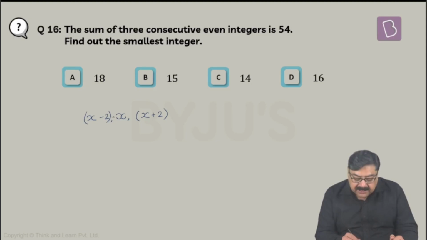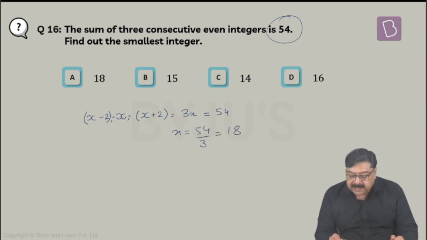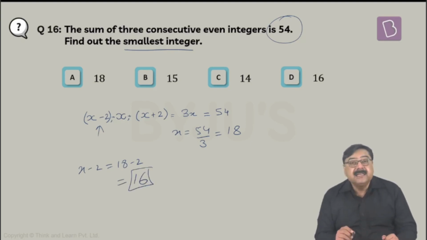Now if we take the sum of these three, it equals 3x, and that is given to us as 54 in this question. The value of x comes out to be 54 by 3, that is 18, and our requirement is the smallest integer. The smallest integer here is x minus 2, which shall be equal to 18 minus 2. Hence, the smallest integer here is 16, which is given to us in choice D.